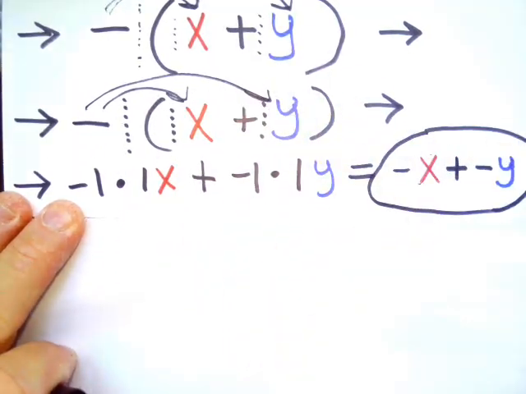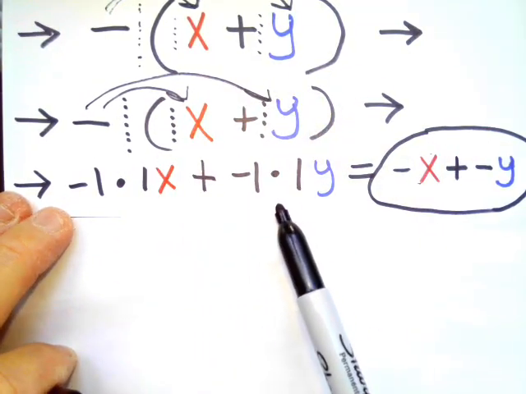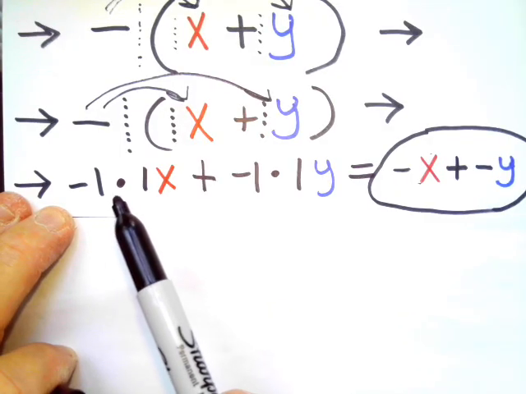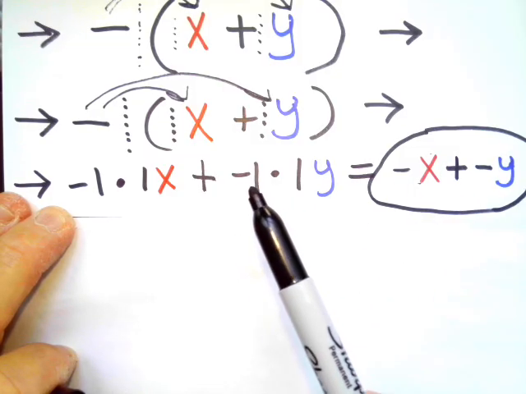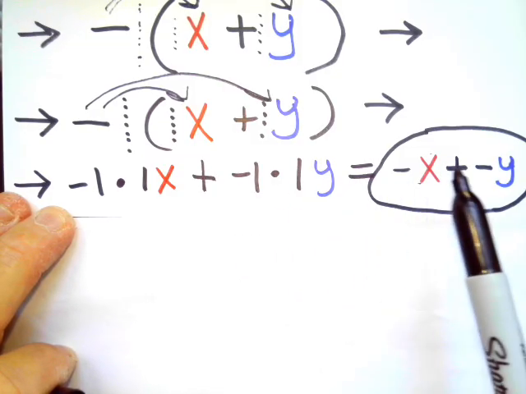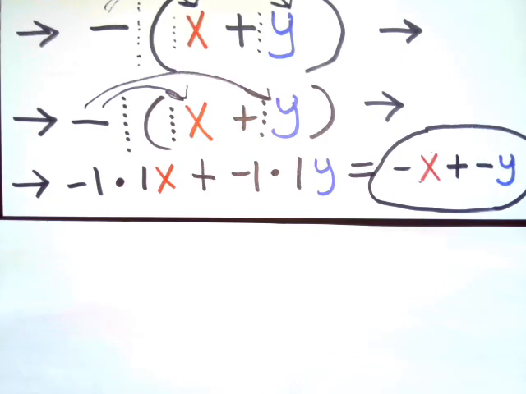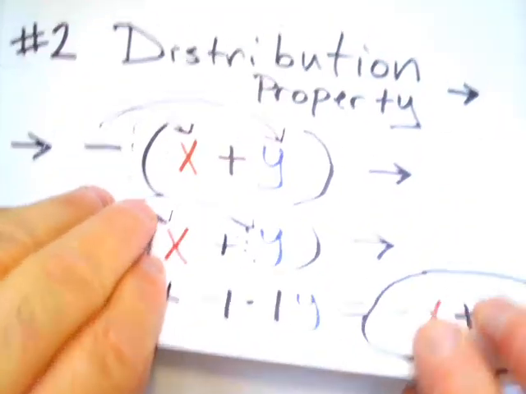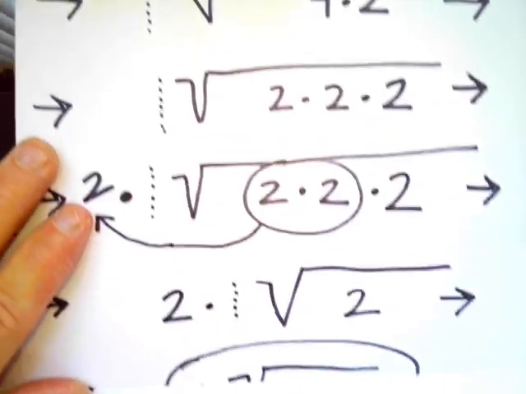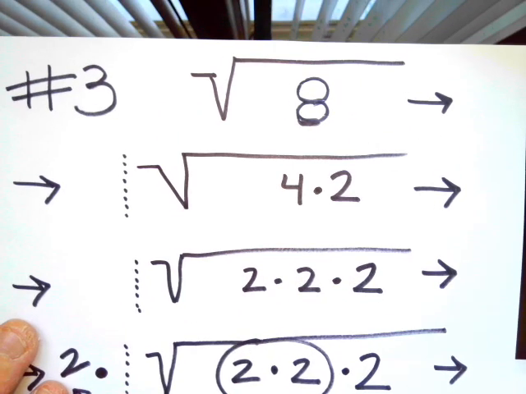Negative 1 times a positive 1y. You see here, negative 1 times a positive 1x leaves you negative x, plus negative 1 times a positive 1y leaves you with a negative y. We were able to simplify this term. And I have one more example I would like to show you.